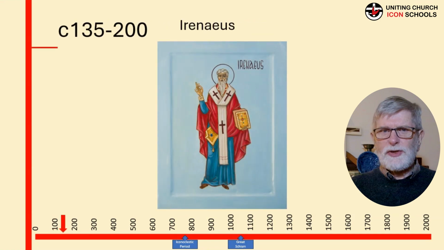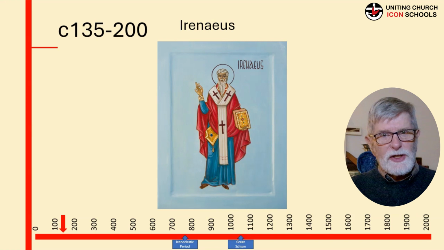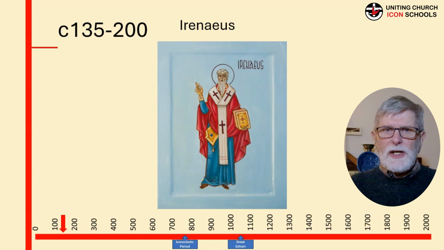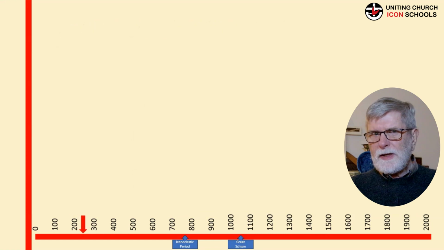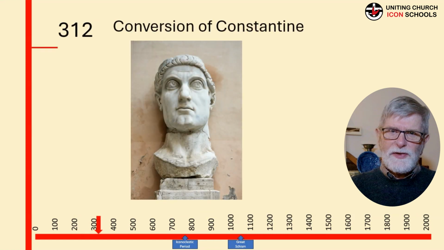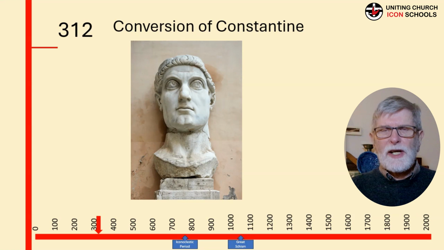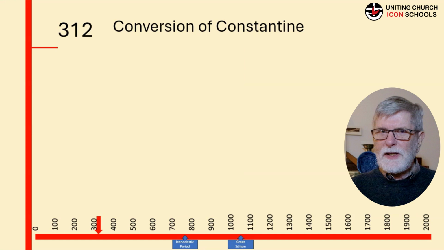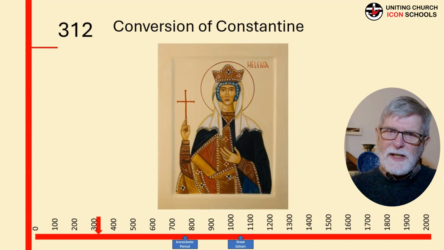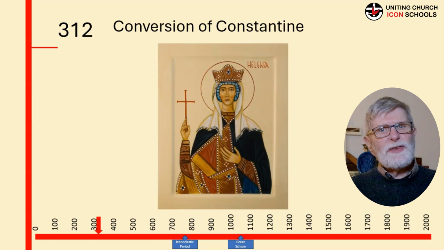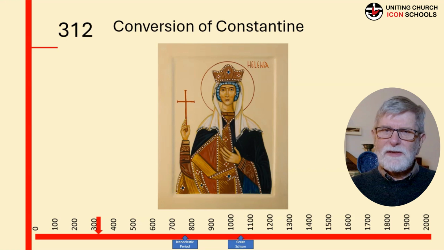Through the 2nd century, there are influential writers such as Irenaeus. They're not such popular saints for modern icon painters. The next important date for the church is the conversion of the Emperor Constantine. Christianity is no longer illegal. Constantine's mother, Helena, was a pivotal player in this event. She was a Christian.